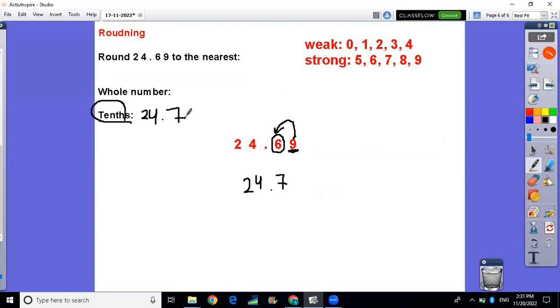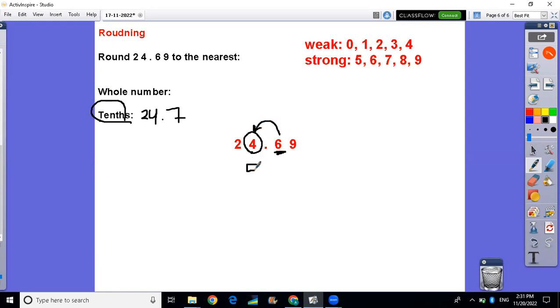All right. Rounding now to the nearest whole number. How can we round to the nearest whole number? Rounding to the nearest whole number means rounding to the nearest units. So I need to circle the units. Look at the digit after it. Strong or weak? Strong. So it's going to give the circle 1.